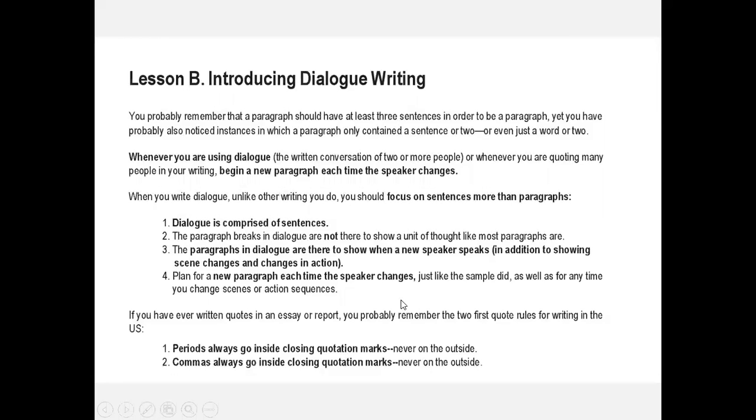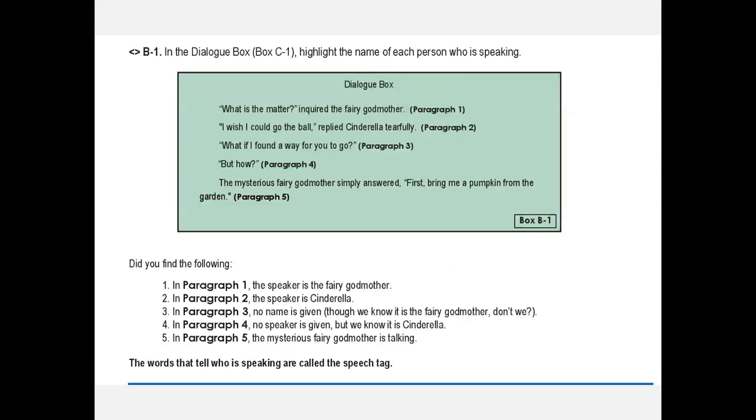All right, so let's go ahead. Last week we had this lesson here, and I went over it. So that was in episode 25. And we talked about how this is how I teach. I use the model, and then I come here and use the dialogue box. Okay, and in it, they have to highlight the name of each person who is speaking. So they define the speech tags. We also talk about how there's no speech tag here in paragraph 3 because we don't need it. We know this is Cinderella. We know this is the godmother, Cinderella. This has to be the godmother. This has to be Cinderella.